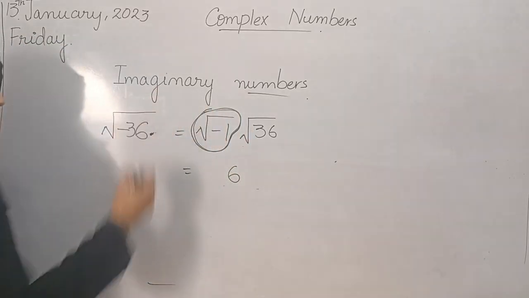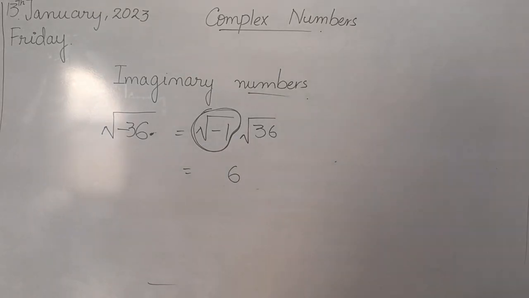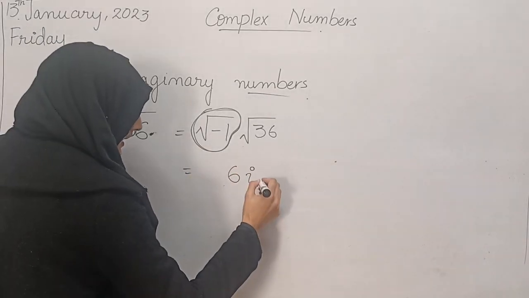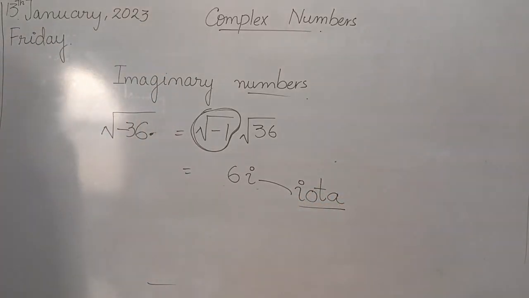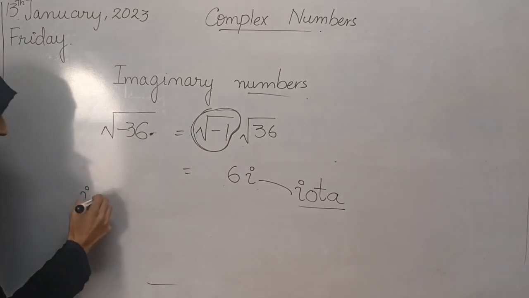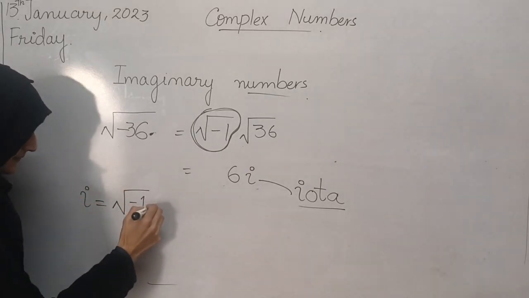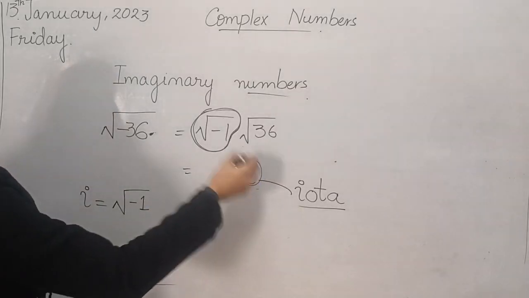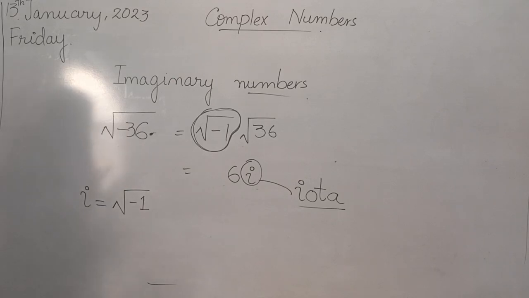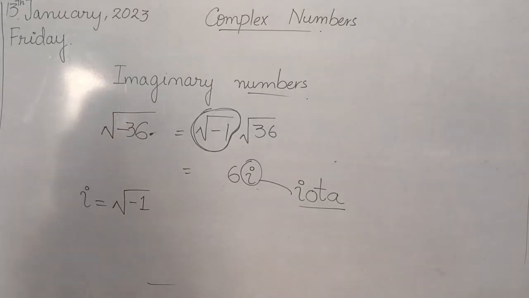So, when a problem like the square root of negative numbers arises, we will write an imaginary number iota, and its value is square root of minus 1. Now we can say that the square root of minus 36 is 6 iota, where iota is the imaginary number. Clear? And the value of iota is square root of minus 1.